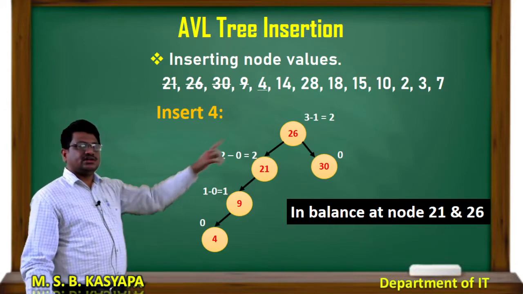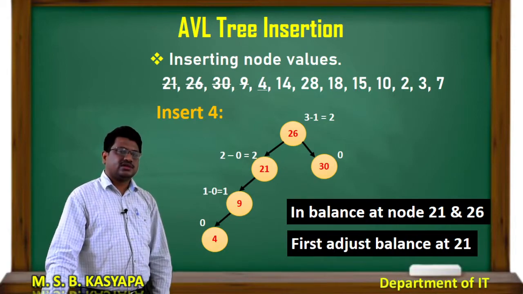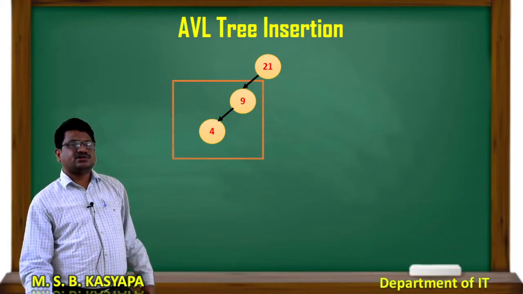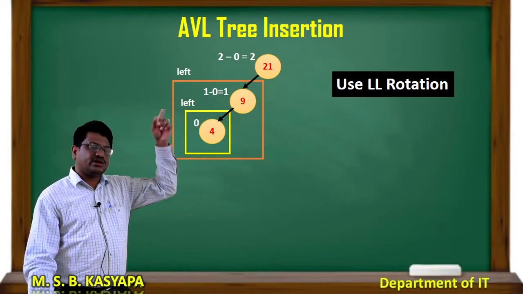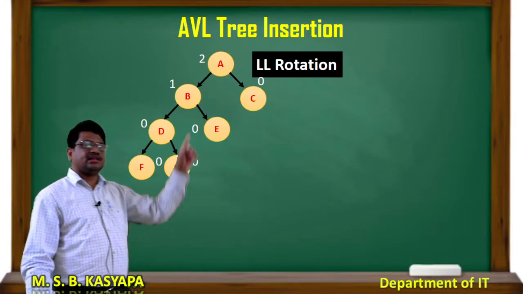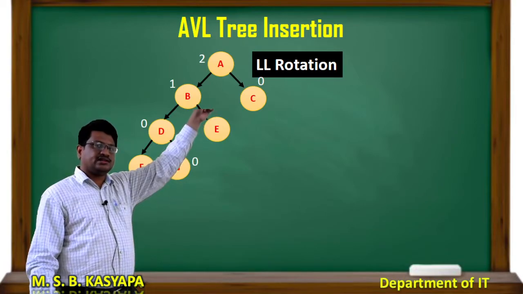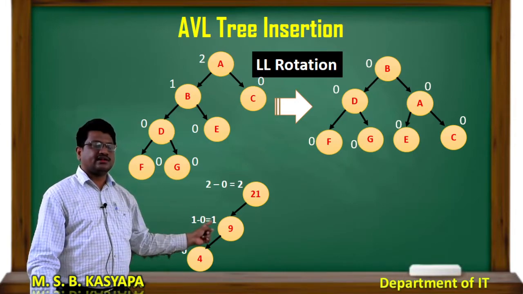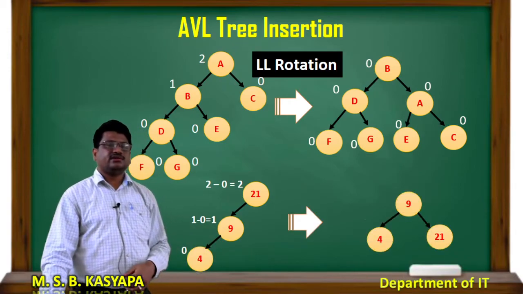So here, lower level means 21, 9, 4. Now I have to adjust the balance for 21, 9, 4. If you see the balance factors, 0, 1, 2. So plus, that means LL rotation. According to LL rotation, the first left child will become the root, the left child remains the left child, and the root node will become the right child. So according to that, 9 is the root node, 4 the left child, 21 the right child.